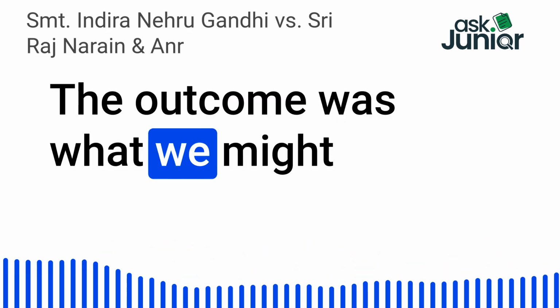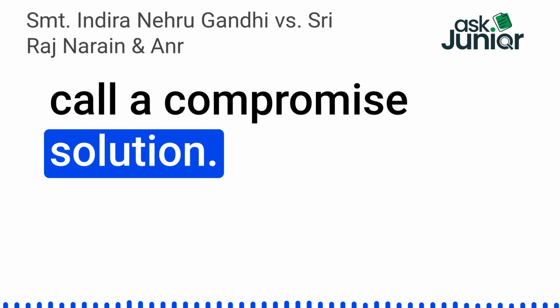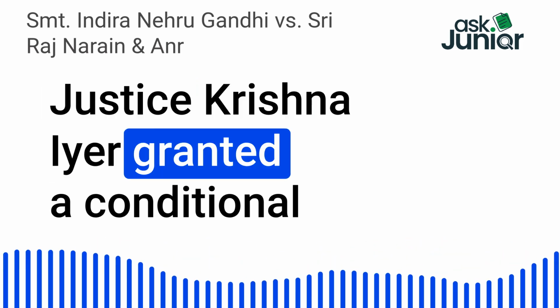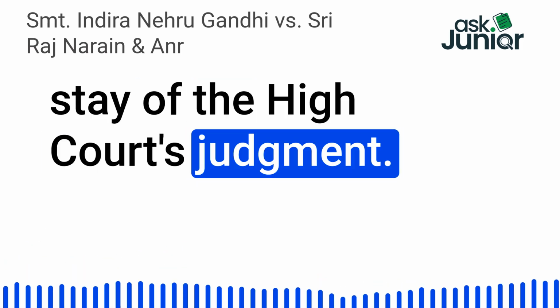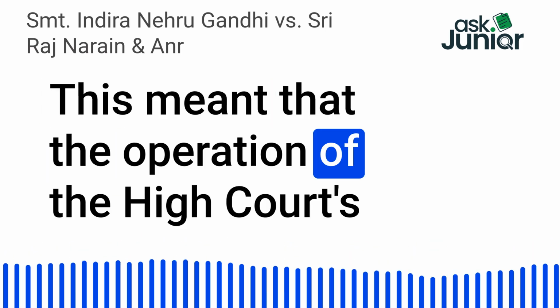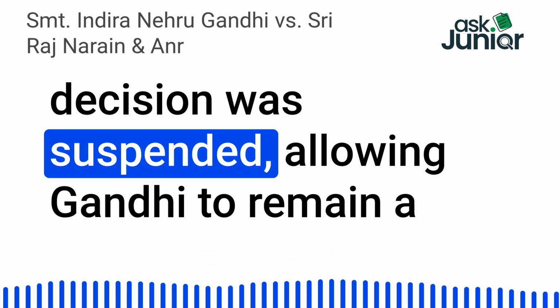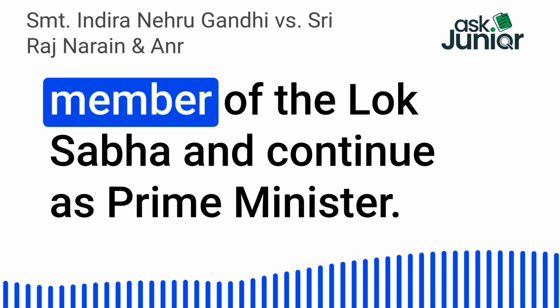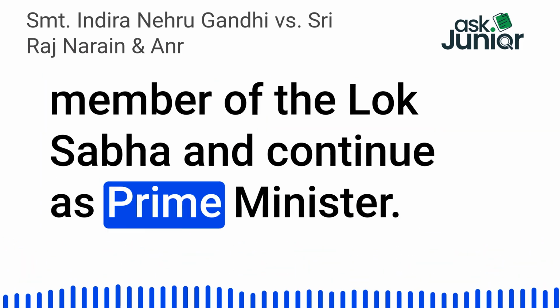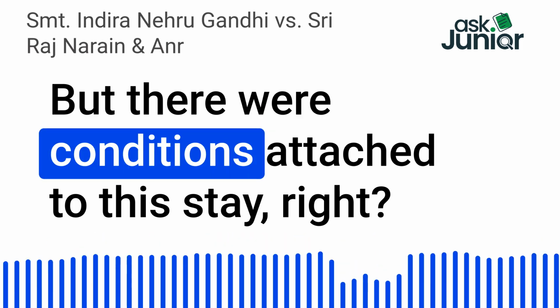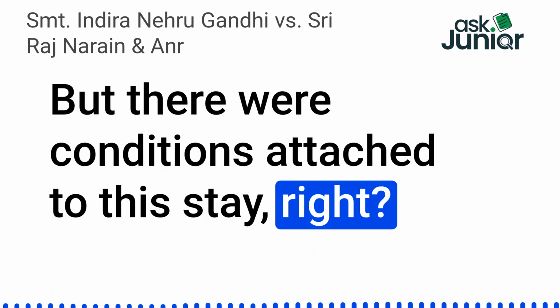The outcome was what we might call a compromise solution. Justice Krishna Iyer granted a conditional stay of the High Court's judgment. This meant that the operation of the High Court's decision was suspended, allowing Gandhi to remain a member of the Lok Sabha and continue as Prime Minister. But there were conditions attached to this stay, right?